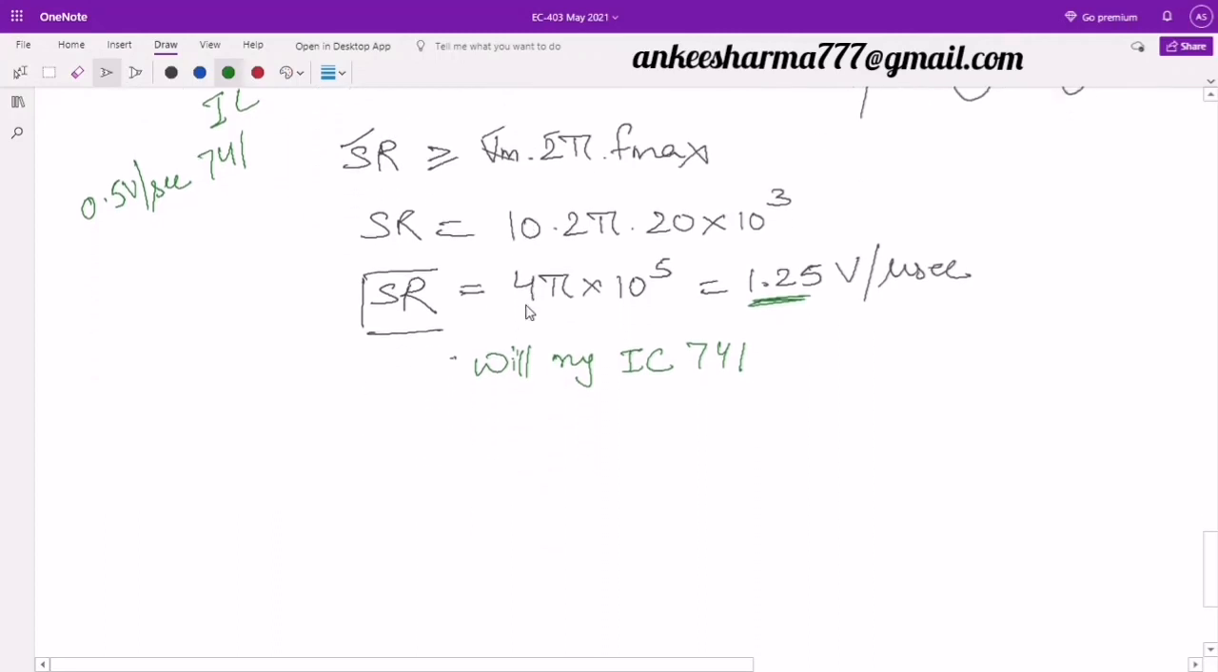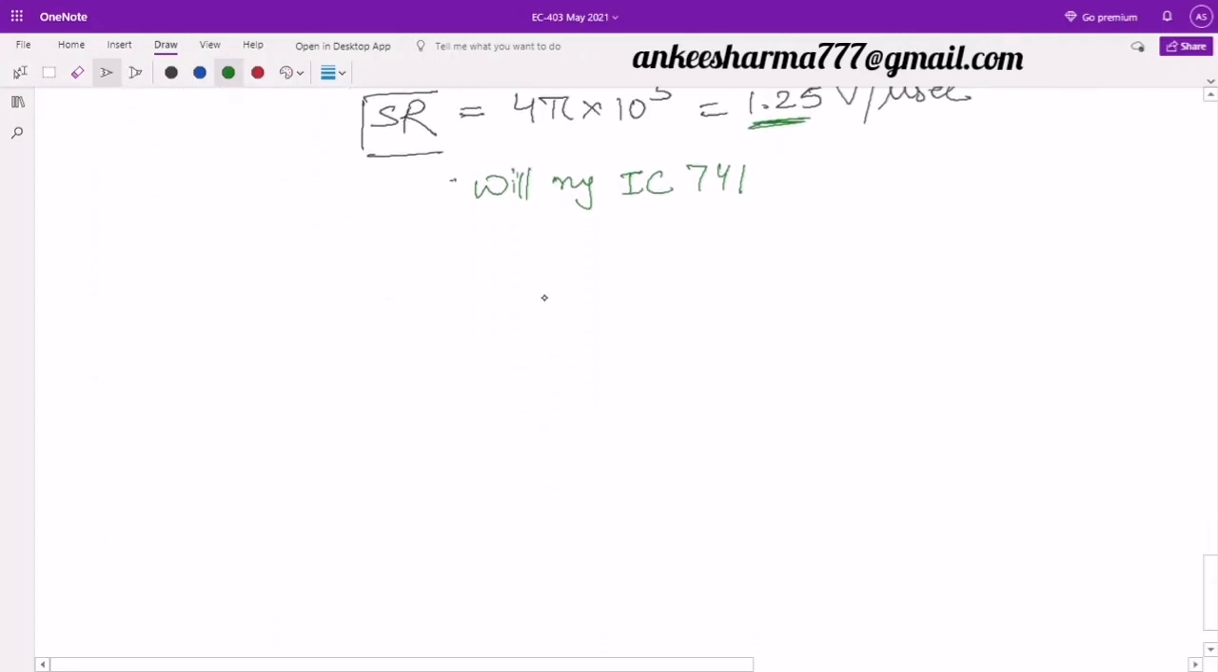I will give you one question as an assignment. You will solve it by yourself. You can write down this question. Let me draw this diagram first.